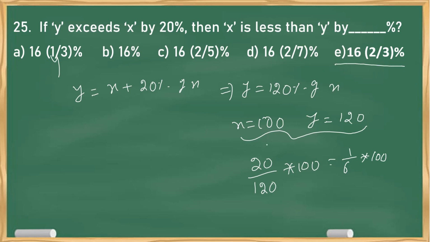Are you able to understand the point here? This is not the answer, guys. That option is 16.33 percent only, but this is 16.66 percent. Understand the point?